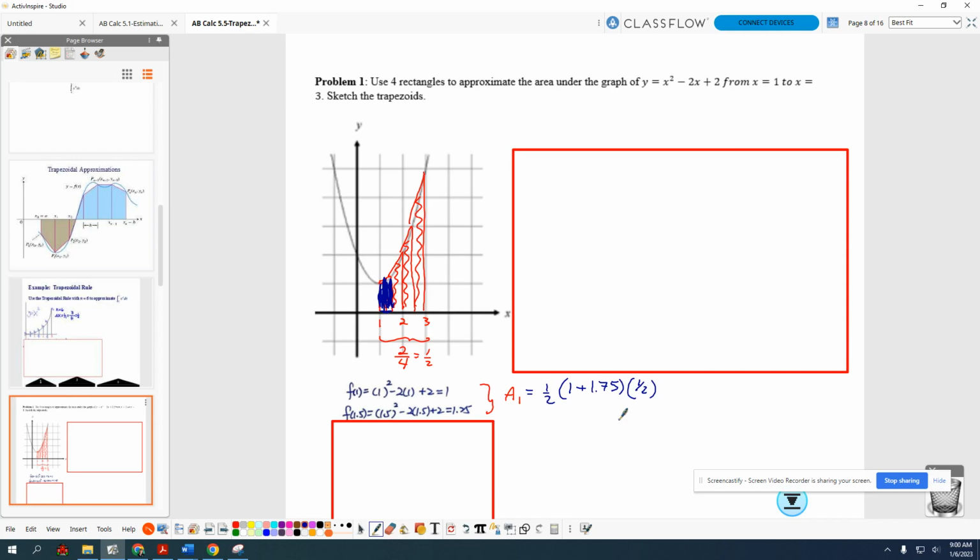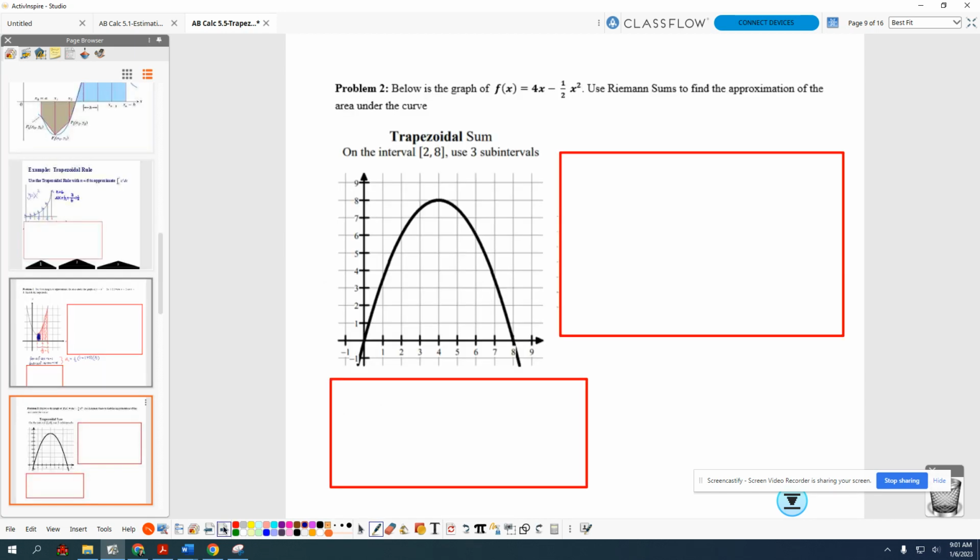You go through the calculations and find the area of trapezoid 2, 3, and 4. Add them all together. Work through problem 2. You can use a calculator. Find the 3 trapezoids, add them together.